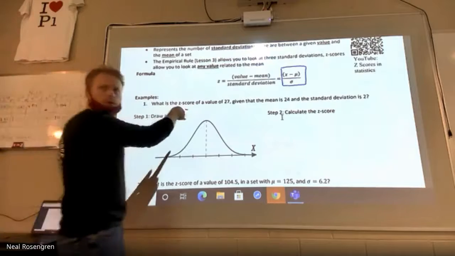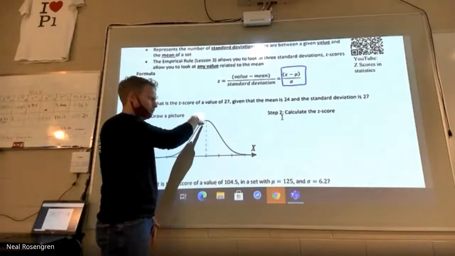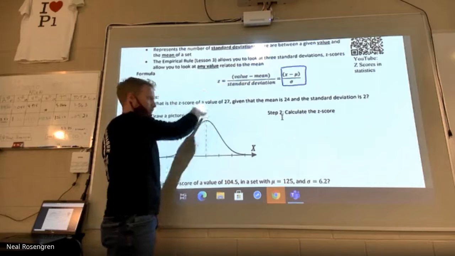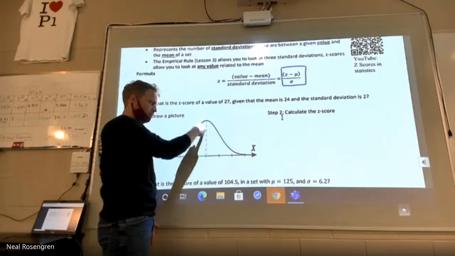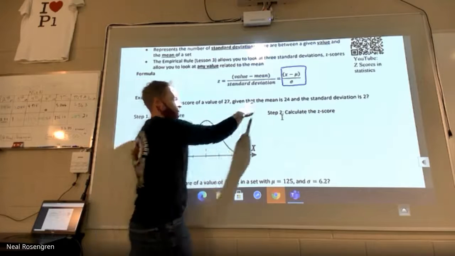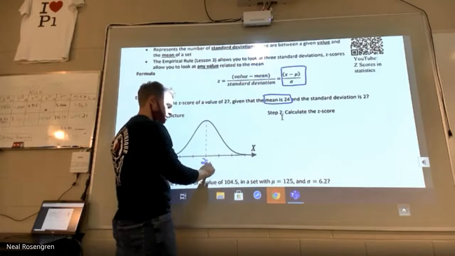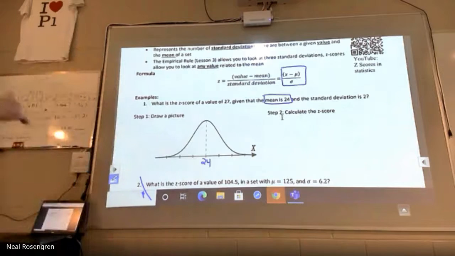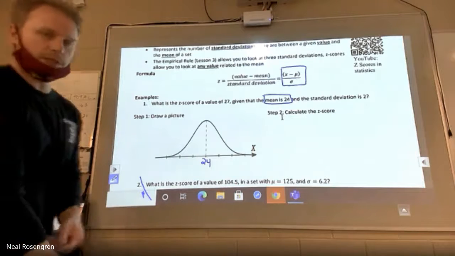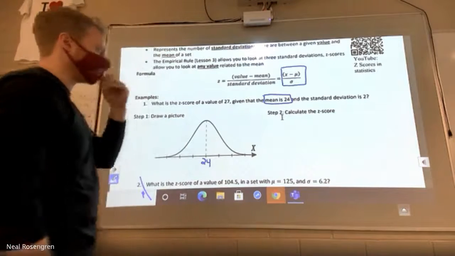So what always goes right down the middle? What number? Don't even look at the numbers up here. What always goes in the middle? The average, good. Okay, the mean is 24, so I'm going to put that number right there. So step one will always show a picture, then step two will calculate the z-score. Okay, so now we're into lesson 4.